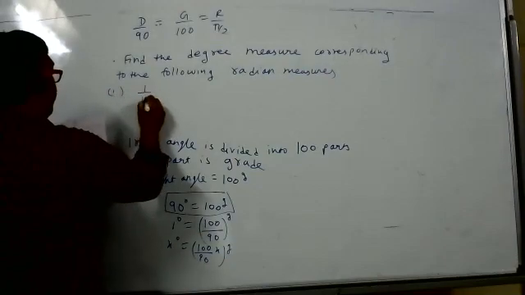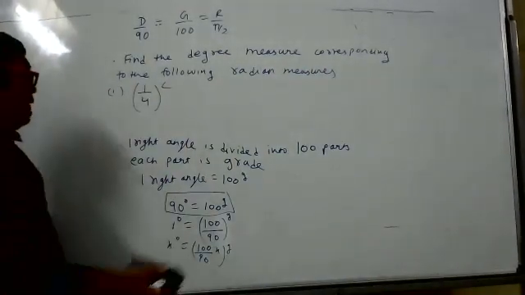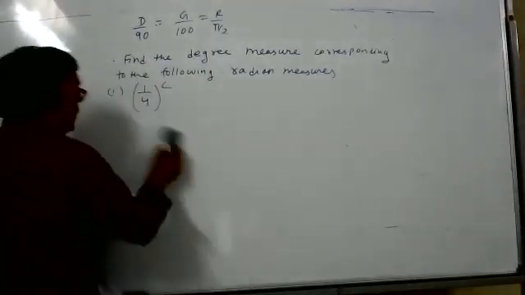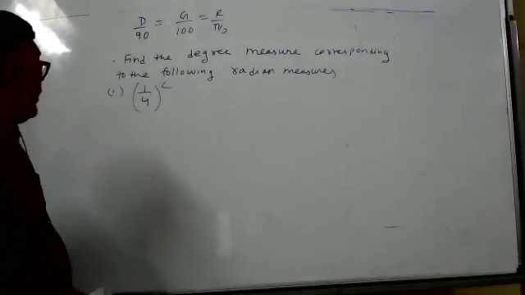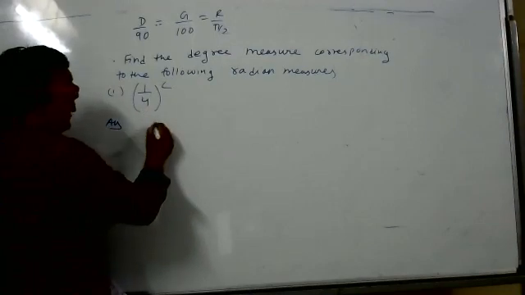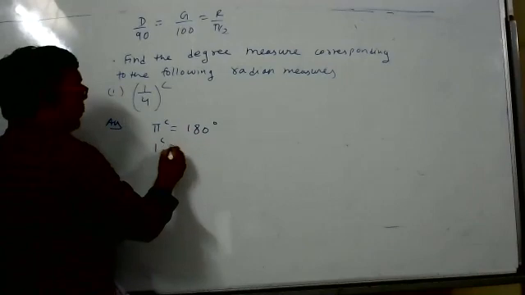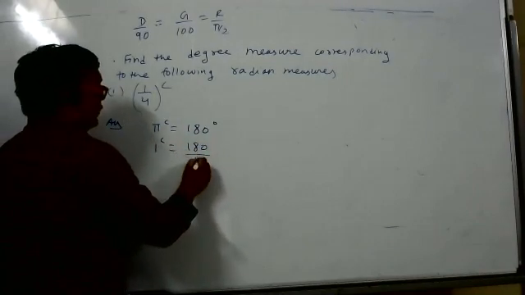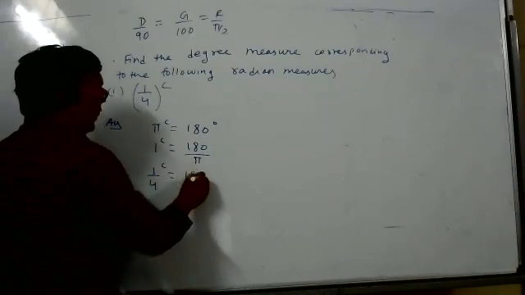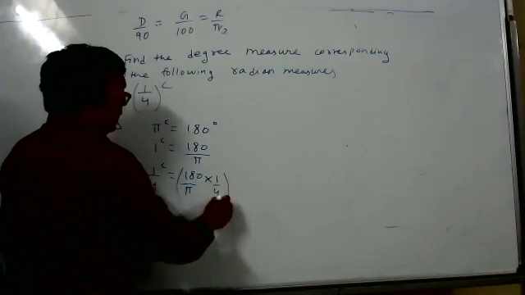So 1 by 4 radian. How to convert into degree? Very, very simple procedure. So now what to do? One of you tell me. We have to convert radian into degree. So write down pi radian is equal to 180 degree. 1 radian is equal to 180 by pi. So 1 by 4 radian is equal to 180 by pi into 1 by 4 degree.